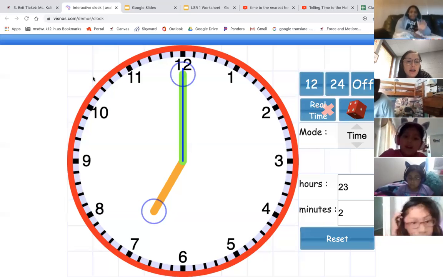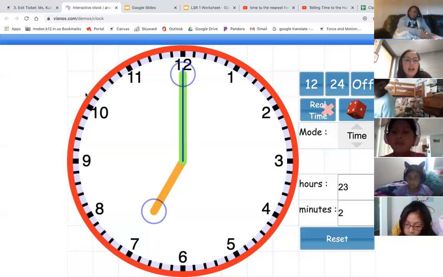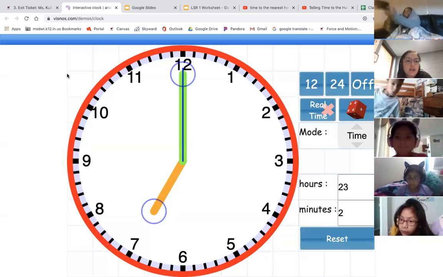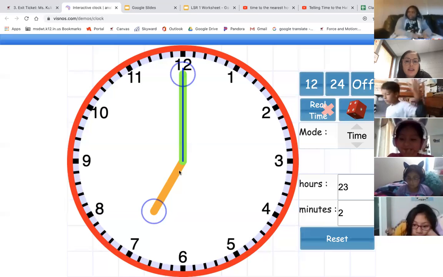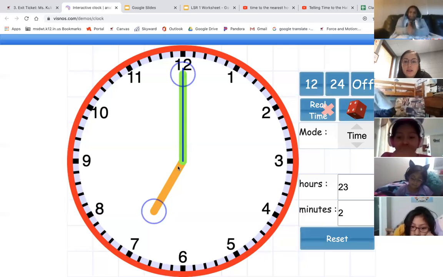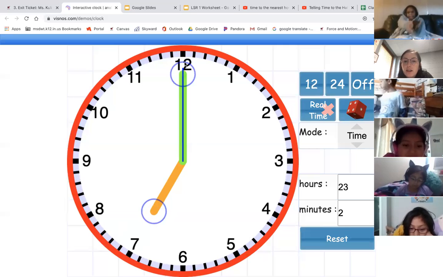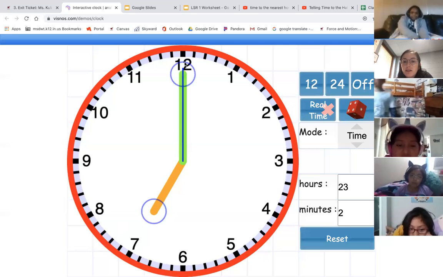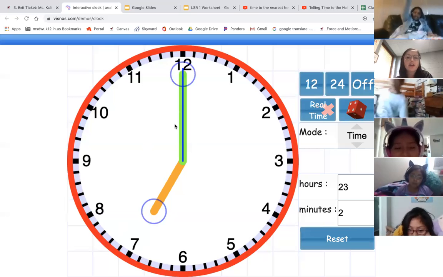Who haven't I called on a lot today? Let's have Heidi. What time is our clock showing? Let's see, Heidi. So if this is pointing to the 7, and I know when it goes up, it's o'clock. So what time is it? Heidi, this hour is pointing to what number? 7. Yeah, it's pointing to the 7. Okay, so it's 7. Is it 7 o'clock? Yes. Yes, 7 o'clock. Good.